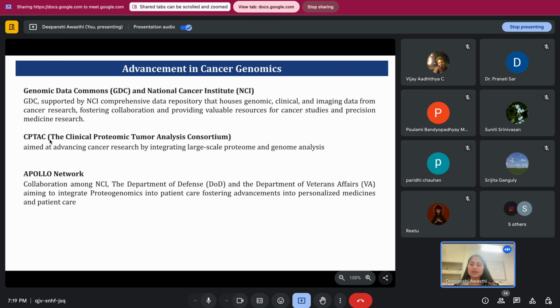Then comes CPTAC, which is the Clinical Proteomic Tumor Analysis Consortium. These are all databases which contain information related to cancer. CPTAC is aimed at advancing cancer research. It is also integrating large-scale proteome and genome analysis.